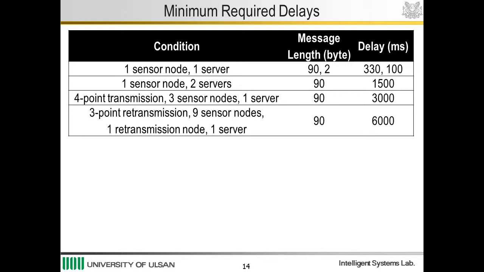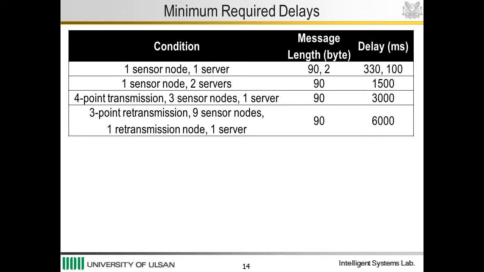But when we use one sensor node and 2 servers, the delay increased 5 times more, 1.5 seconds. So we think it's better to use only one server and one black box. Otherwise, we highly increase the delays in our network.